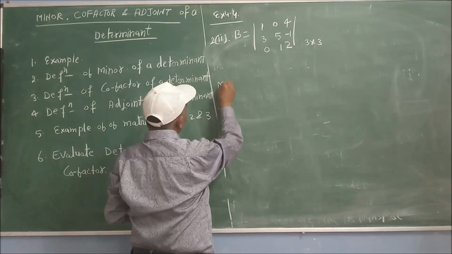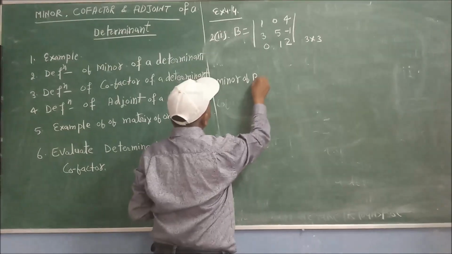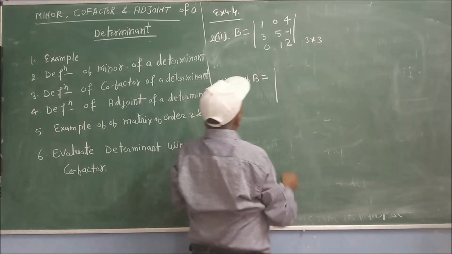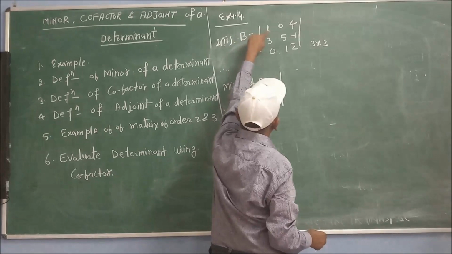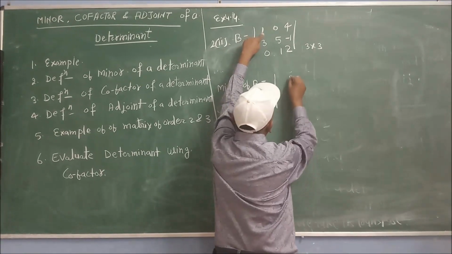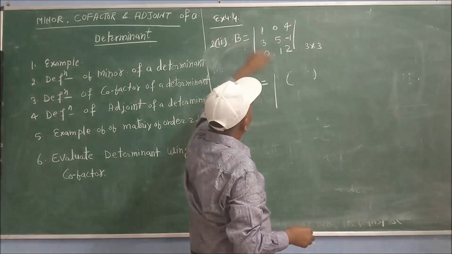So first we try the minor of B. Minor of B will be equal to... First we have to find the minor for the element 1. Seems like you already know, just like expanding the determinant.